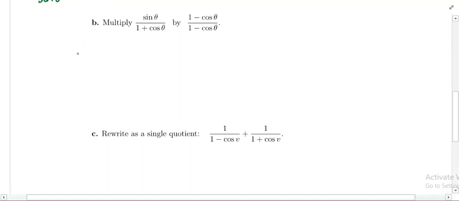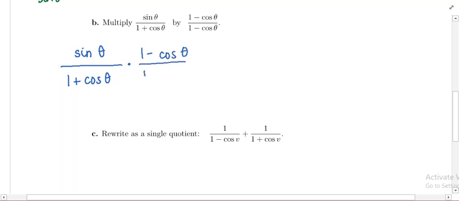When you multiply, you can multiply in either order, so it doesn't matter which expression goes on the left and which one goes on the right. I'm just going to write down sine of theta over 1 plus the cosine of theta, and I'm going to multiply that by 1 minus the cosine of theta over 1 minus the cosine of theta. All right, so we're really multiplying fractions here.